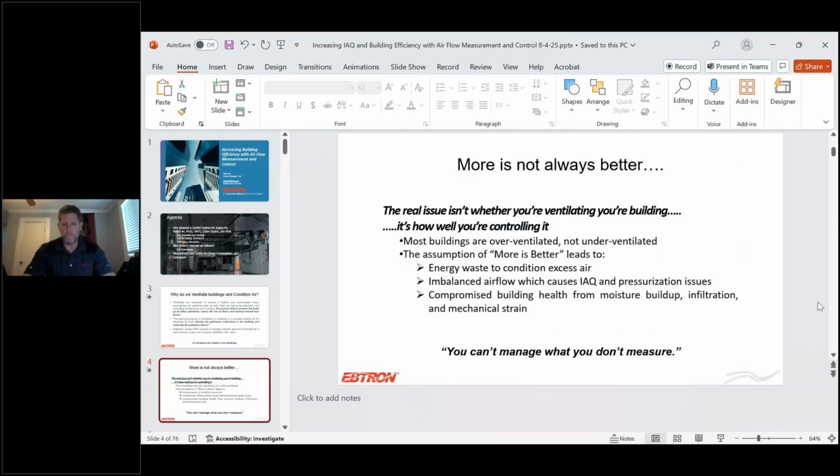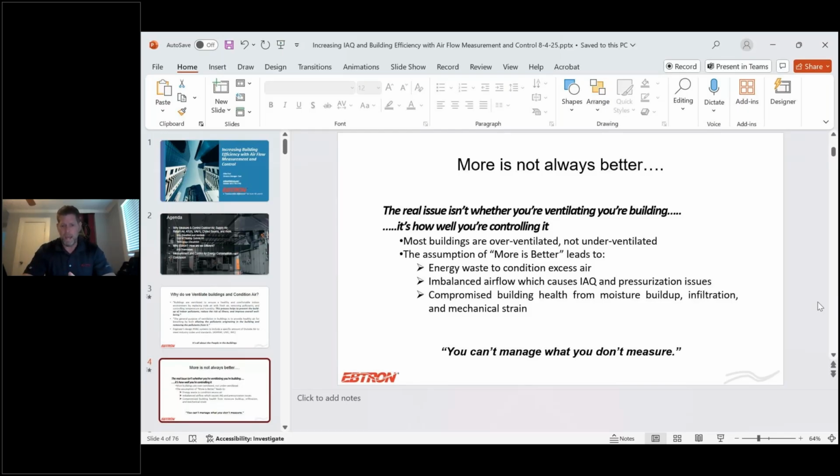And as it states here, more is not always better. More ventilation isn't always better. Now, at our factory in South Carolina, we overventilate on purpose. And there's a cost associated with that, of course. You bring in more outside air, it has to be treated. And we're going to talk about that. But a lot of times it's really not the issue of whether or not somebody's ventilating their building. It's how well they're controlling the ventilation.